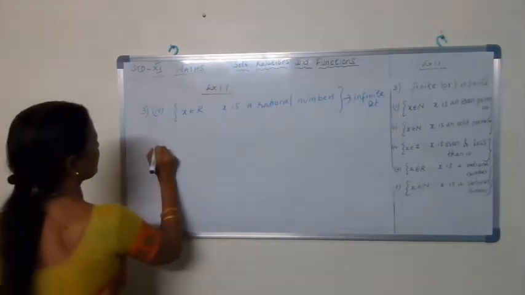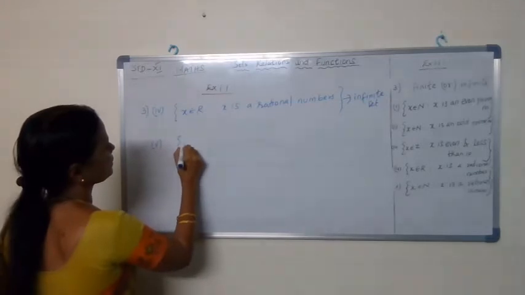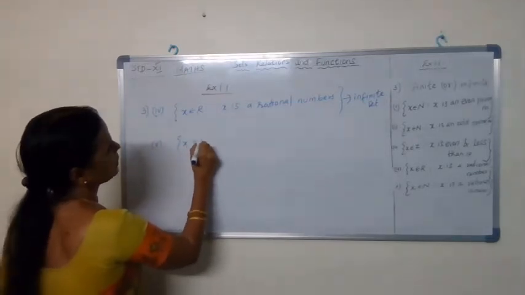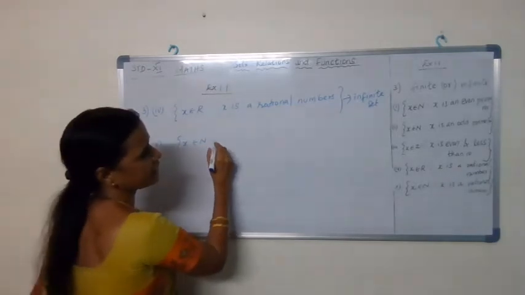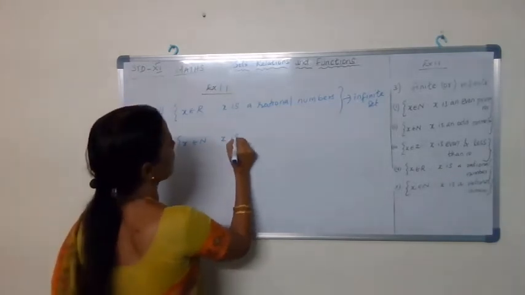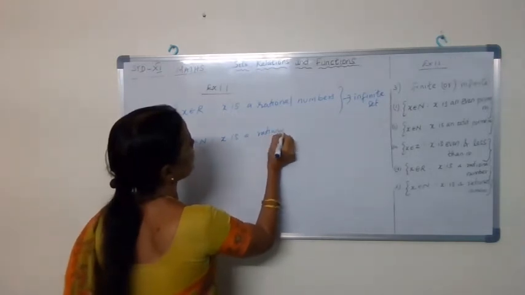Next, fifth division: the set of all X where X is a natural number such that X is a rational number.